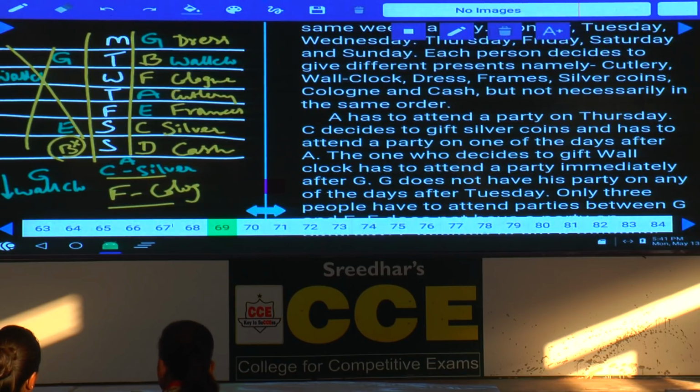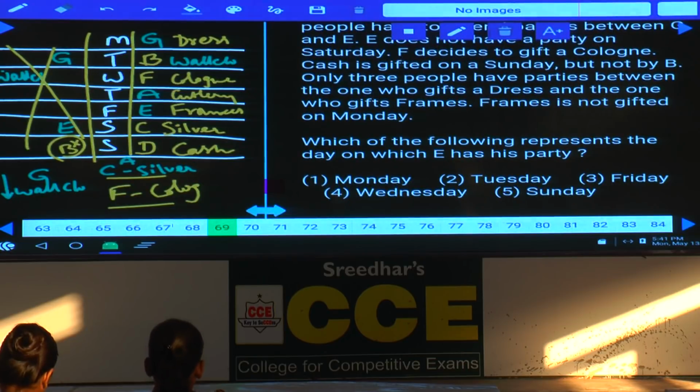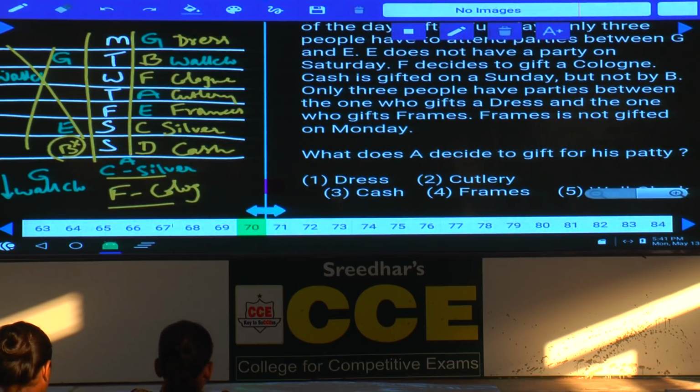Now question number 69. In this 69, which of the following represents the day on which E has his party? E has his party on Friday. Friday, that is choice 3. Then question number 70, what does A decide to give for his party? Yes, A decided to give cutlery, that is given in choice 2.